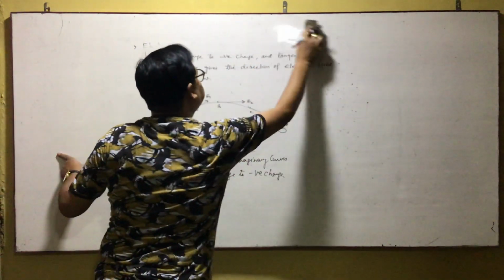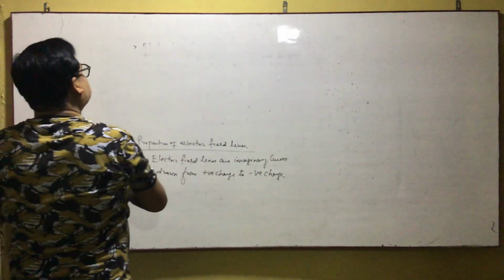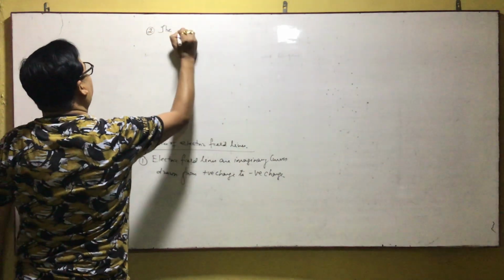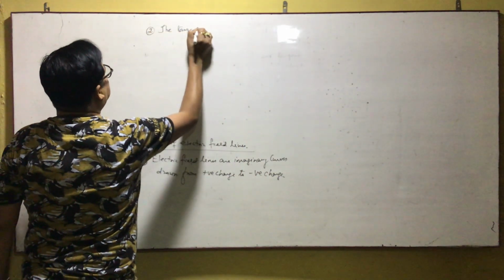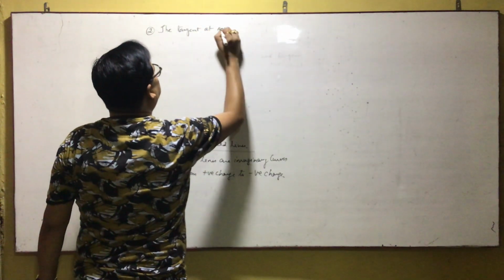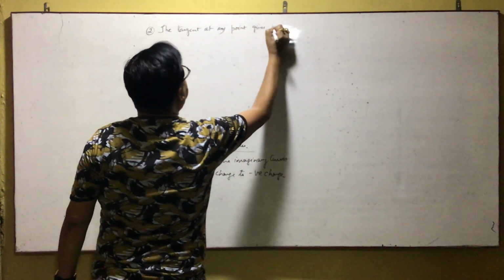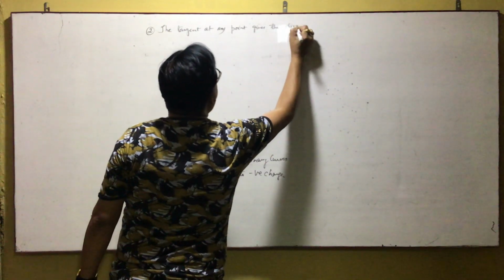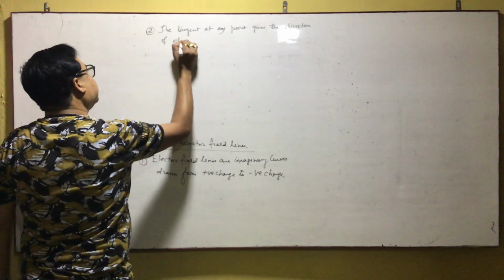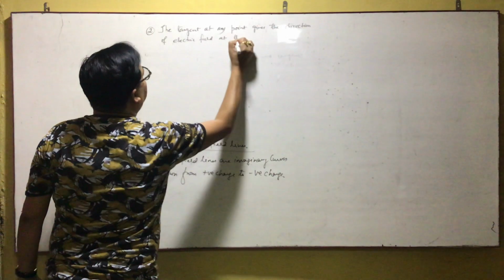and property number 2, the tangent at any point gives the direction of electric field at that point.